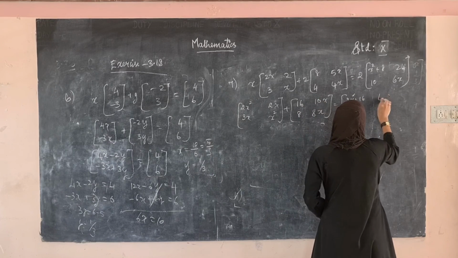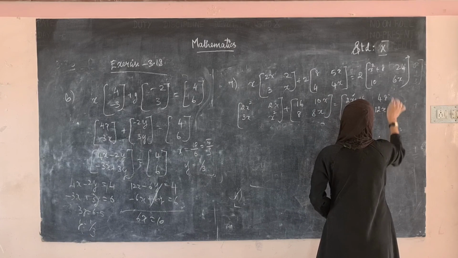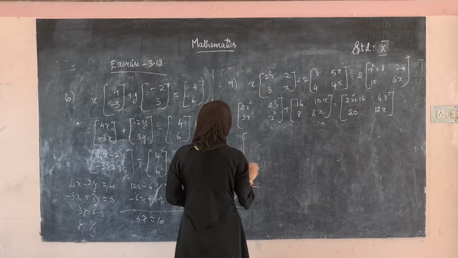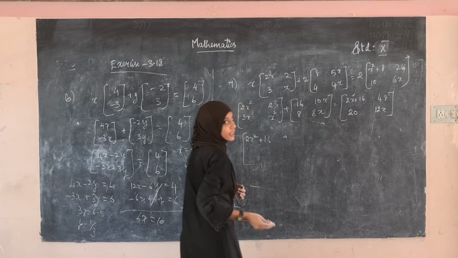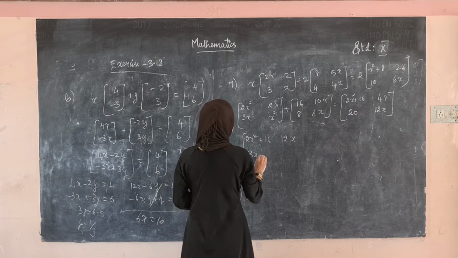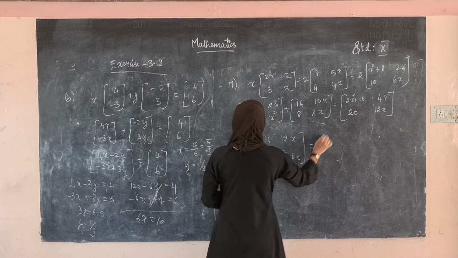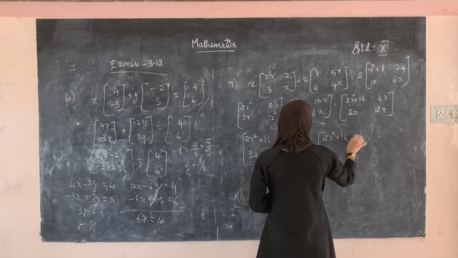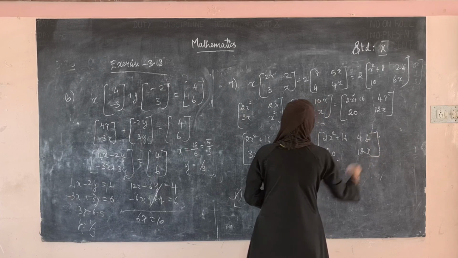2 into x square plus 16. 24 into 2 is 48. 10 into 2 is 20. This is 12x. Okay, and again, you have to add this, that is 2 into x square plus 16, 2x plus 10x is 12x, 3x plus 8, x square plus 8x equal to 2x square plus 16, 48, 20 and then 12 into x.